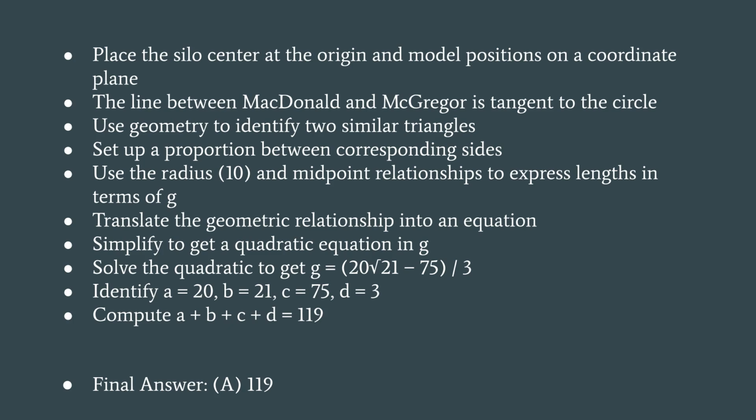From this, we identify a equals 20, b equals 21, c equals 75, and d equals 3. Adding them together gives 119. So the final answer is choice A, 119.